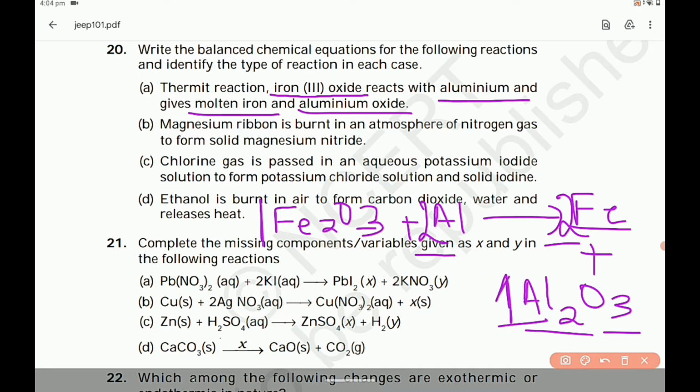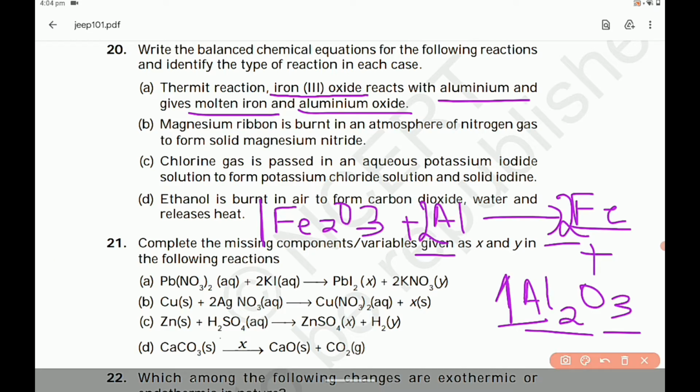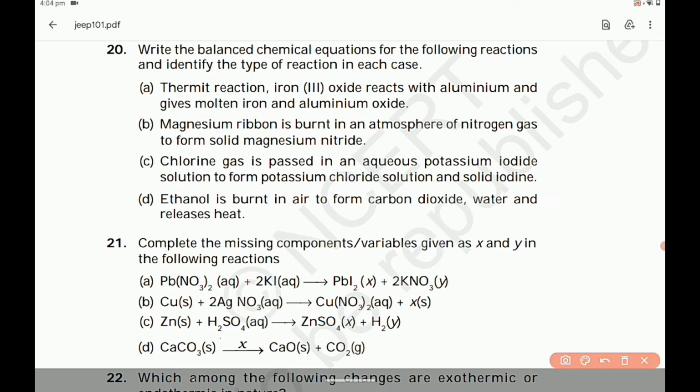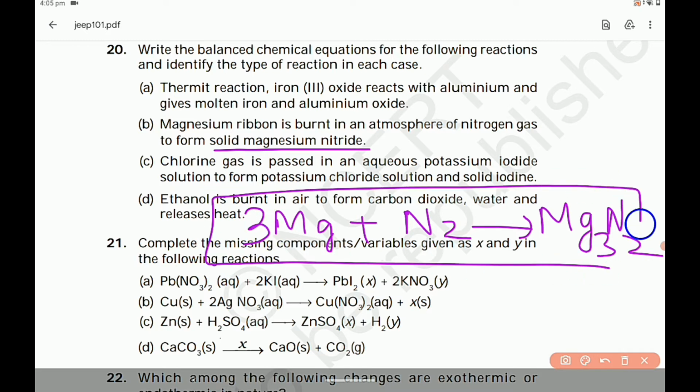Okay. Next, magnesium ribbon is burnt in the atmosphere of nitrogen gas to form a solid, magnesium nitride. This is also easy. Mg plus N2 gives rise to Mg3N2. So 3 over here to balance it. This is a combination reaction.